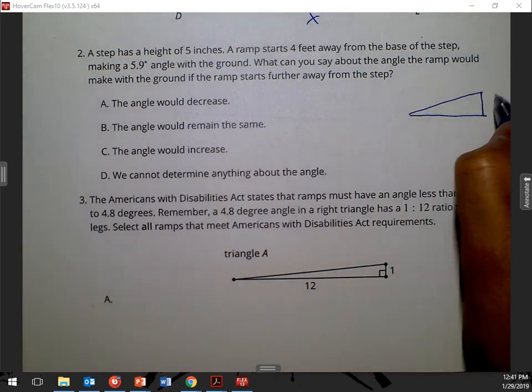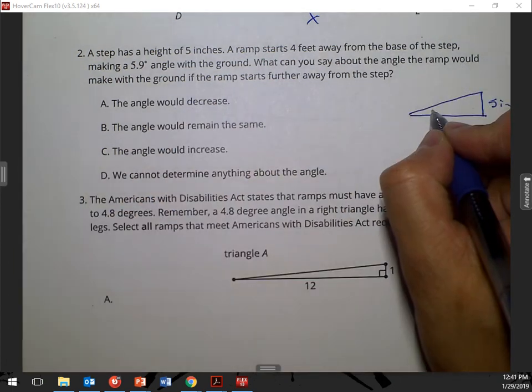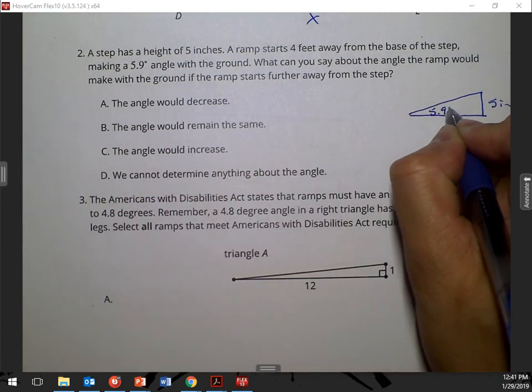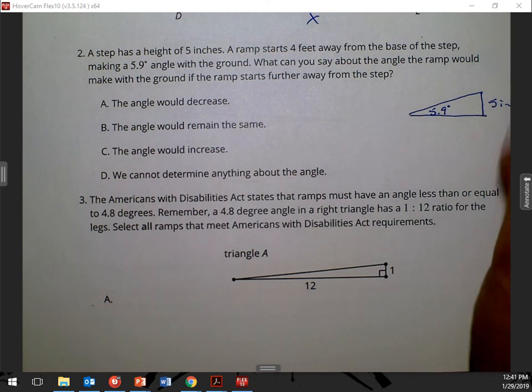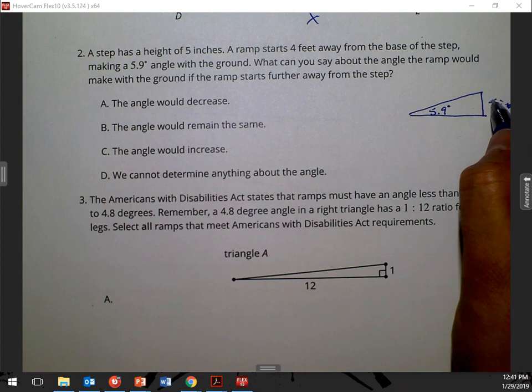I'm going to sketch this. We said this is 5 inches, right? And this one right here is going to be 5.9 degrees. That's 5 inches right there. Okay. So 5 inches are there.